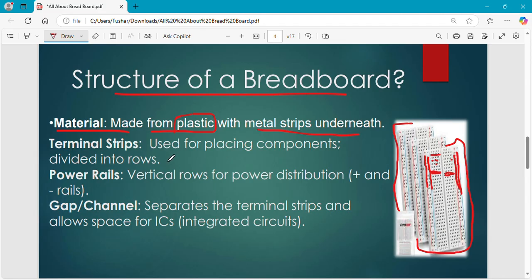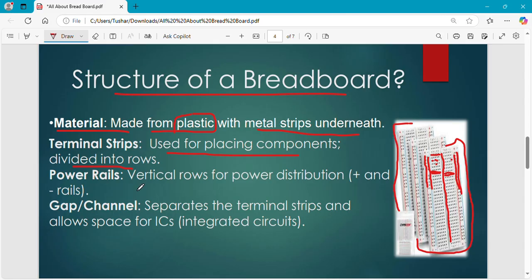Now, terminal strips are used for placing components, and they are divided into two rows. You can see here the left side and the right side. इसमें strips placing use components के लिए place करने के लिए यूज होती है.